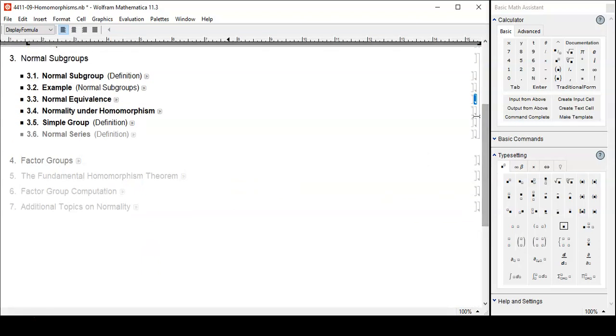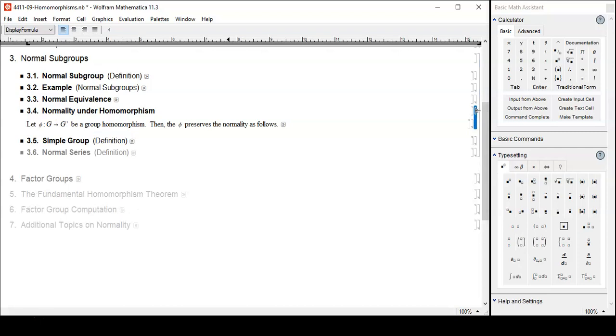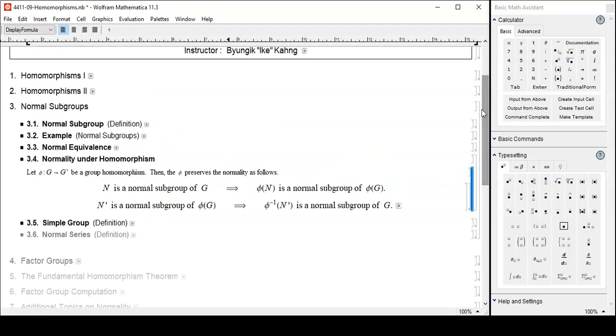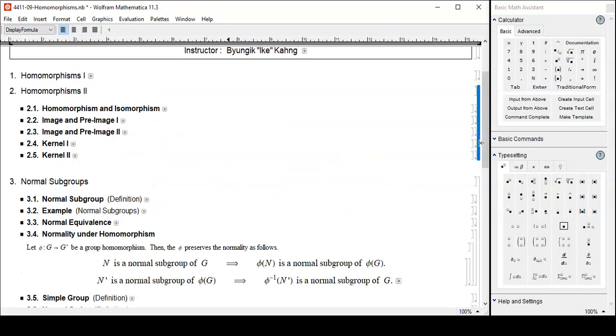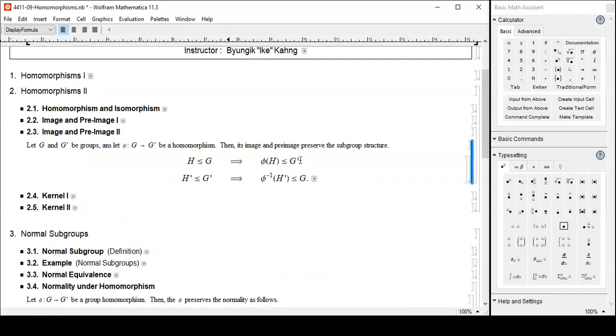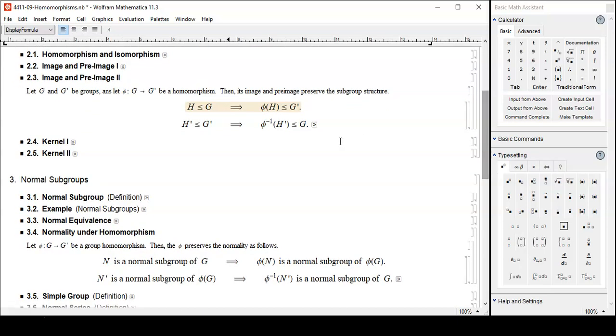Okay, the next topic, the normality under homomorphism. This is what we want to prove: the normality is preserved under homomorphism. This basically extends this. The subgroup structure is preserved under homomorphism, both in forward direction and also in backward direction.